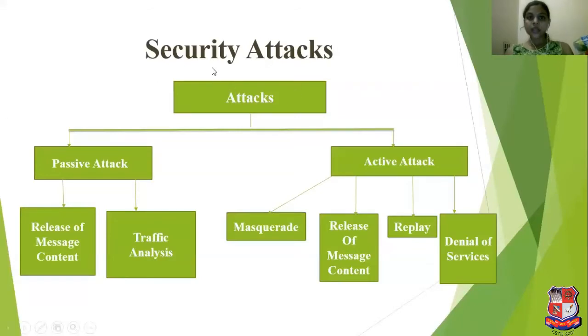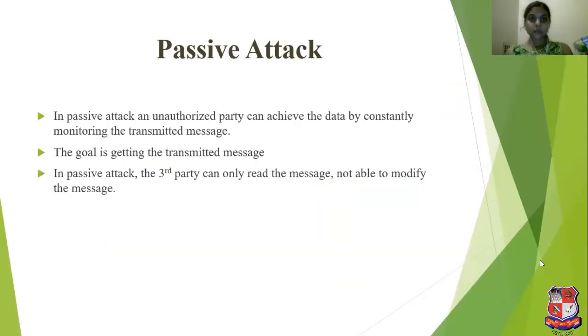Now, second thing is security attacks. As we have seen in the definition, there are some kind of attacks done on the network. The attacks are basically divided into two parts: passive attack and active attack. Passive attack has two subtypes: release of message content and traffic analysis. Active attack has four types: masquerade, release of message content, replay, and denial of services. Let us see it in detail.